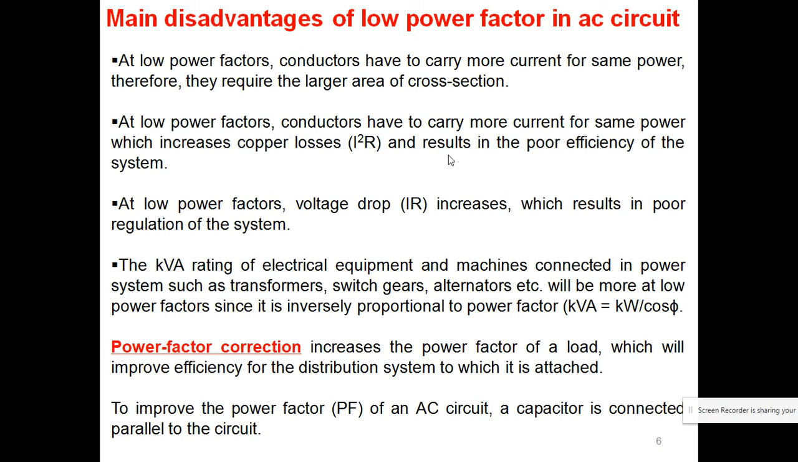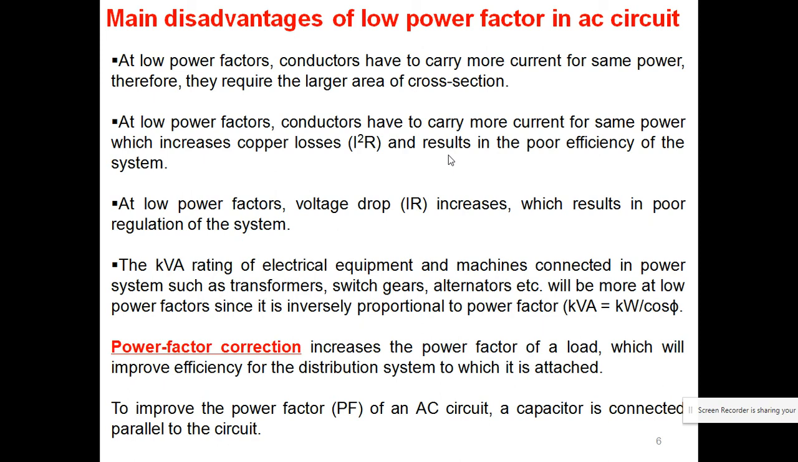At low power factor, conductors have to carry more current for the same power. It means it increases copper losses and results in poor efficiency of the electrical system. Third, at low power factor the voltage drop, which is nothing but IR, increases because the current is increasing. If the power factor is lower, we require more current for the same power. So the voltage drop will increase, which results in poor regulation of the system.